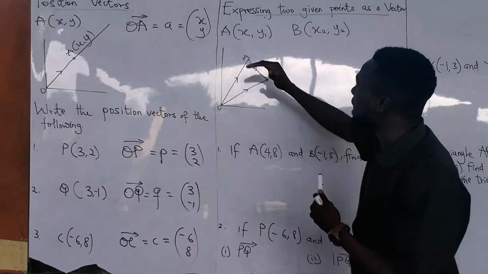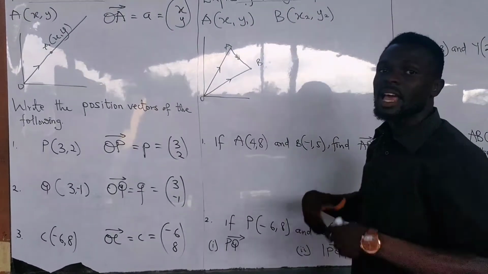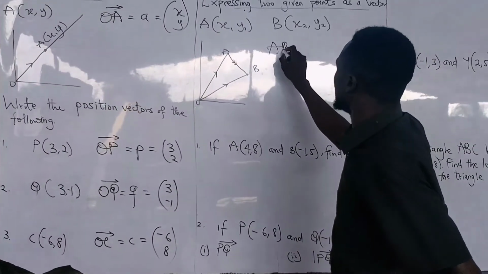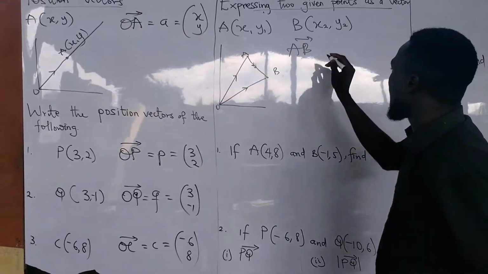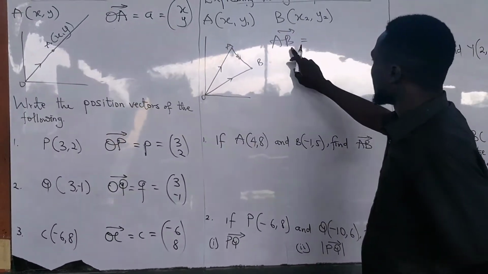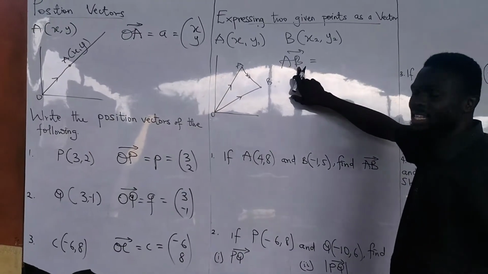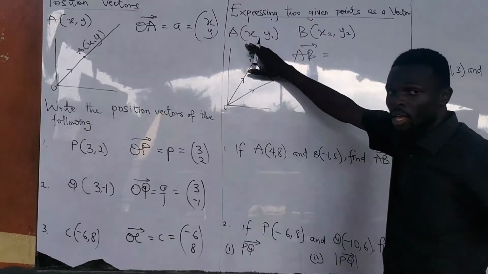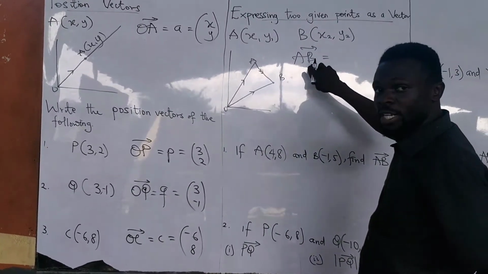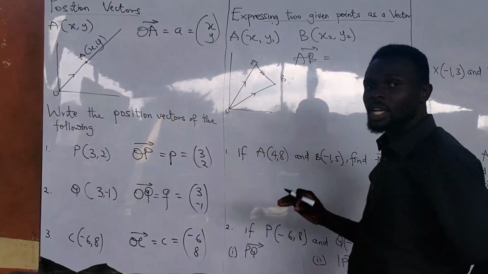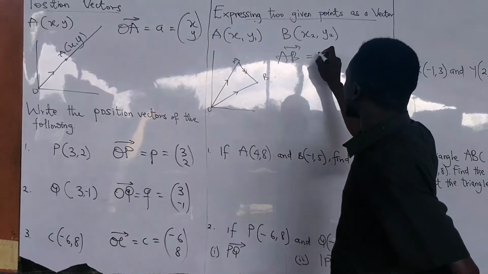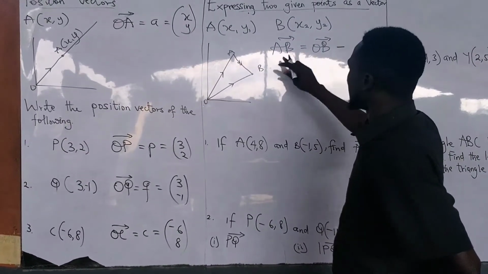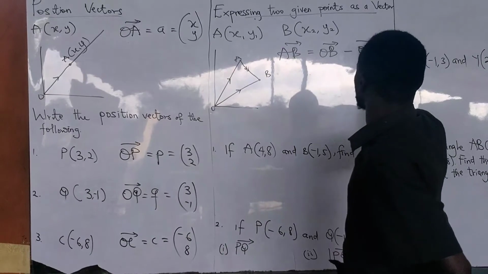So if we are to express 2 given points as a vector, we say the vector AB is calculated as the origin of the second point. The second point is B, and the first point is A. So the origin of the second point, which is B, minus the origin of the first point. So we say the second point is vector OB, minus the first point, vector OA.